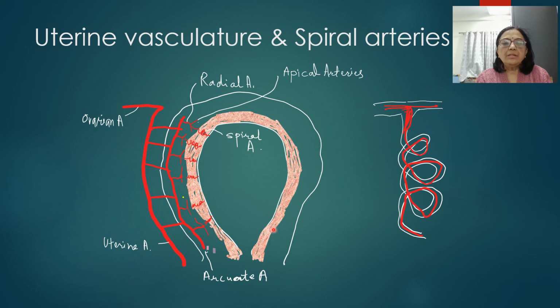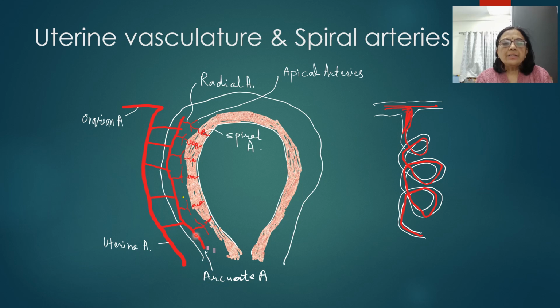As we can see here, this is the endometrial layer, and the outer one is the myometrial layer. In the vasculature, the uterine artery is sending perpendicular branches into the myometrium. These perpendicular branches of the uterine artery again send branches parallel to the long axis of the uterus, and these parallel branches form a rich network which is called the arcuate arteries.